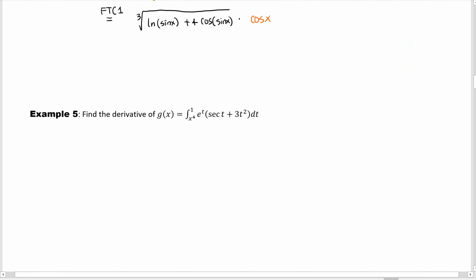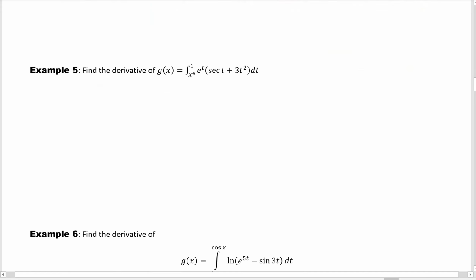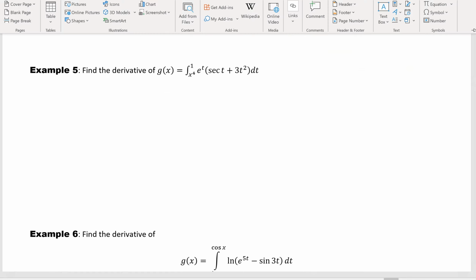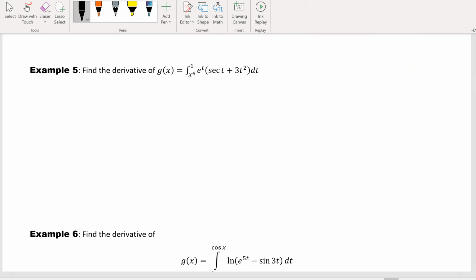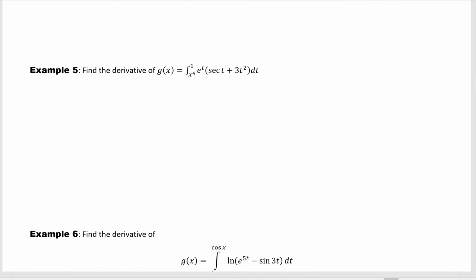Okay, let's slowly increase our difficulty. Now let's look at example 5. Okay, so we want to find the derivative of g of x. So g of x is the integral from x to the 4th to 1 of e to the t secant t plus 3t squared. Okay, so let's see. G prime is d dx of the integral from x to the 4th to 1 of e to the t.